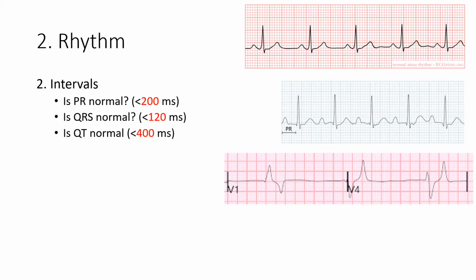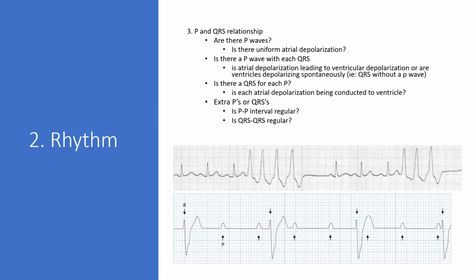Is your QT interval normal? Or is it prolonged? A prolonged PR would represent a delay in atrial depolarization reaching the ventricles, usually an AV block. A prolonged QRS can represent many things, as we'll talk about shortly, but means there's something delaying ventricular depolarization. And a long QT means there's something delaying the entire cycle of either ventricular depolarization or, more than likely, ventricular repolarization.